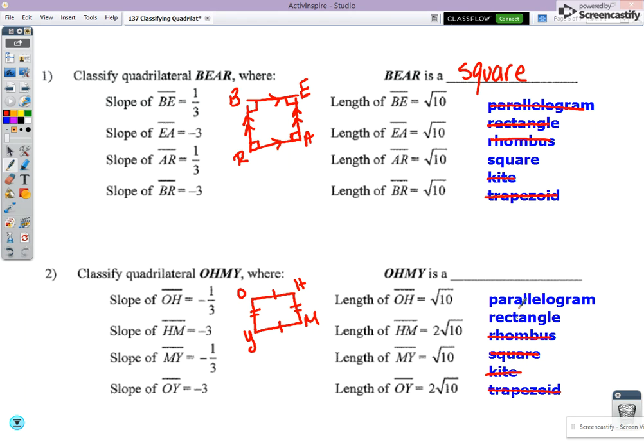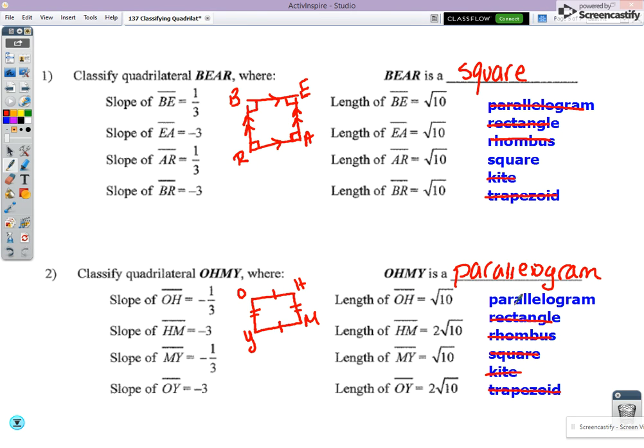Now I'm left with two, and I look at my slopes and I see parallel sides. That's good. That confirms that it's a parallelogram. But I don't see negative reciprocals. I see reciprocals, but they're not opposite signs. So there are no 90-degree angles here, meaning it can't be a rectangle. So I can conclude that it is a parallelogram.